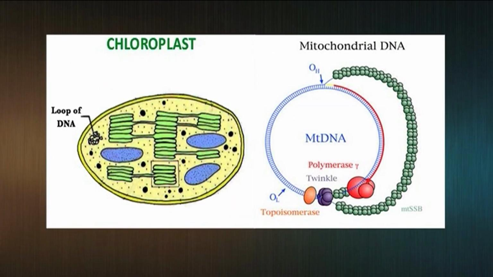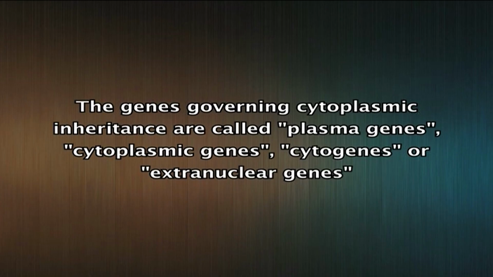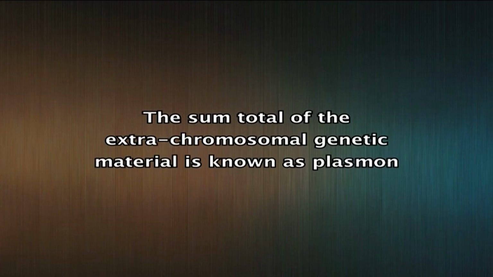Organelle heredity, an example of extranuclear inheritance, is due to the transmission of genetic information contained in mitochondria or chloroplasts, most often from only one parent. Extrachromosomal inheritance is the inheritance of traits through DNA that is not connected with the chromosomes but rather to DNA from organelles in the cell. The genes governing cytoplasmic inheritance are called plasma genes, cytoplasmic genes, cytogenes or extranuclear genes, while the sum total of extrachromosomal genetic material is known as plasmon.